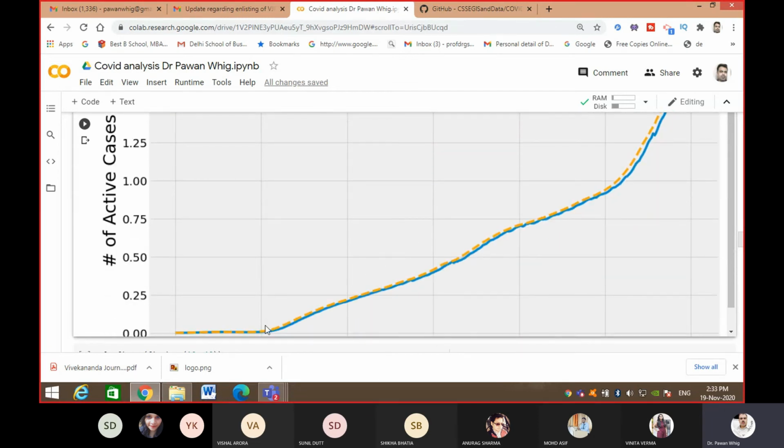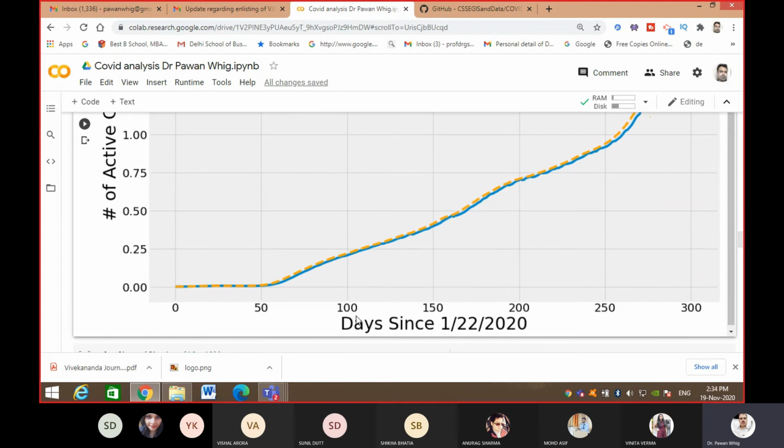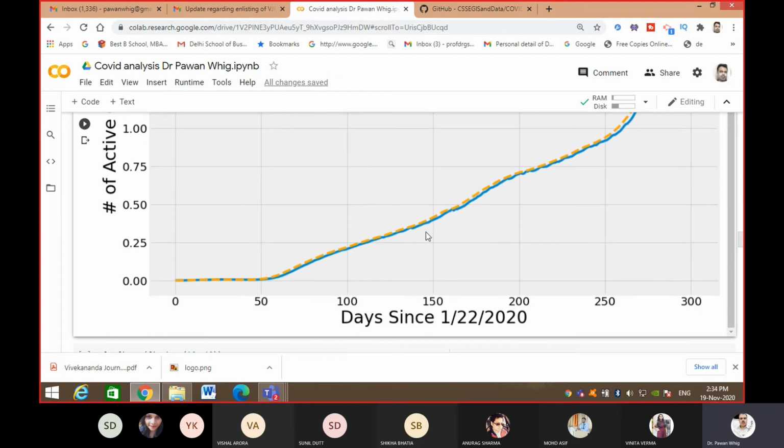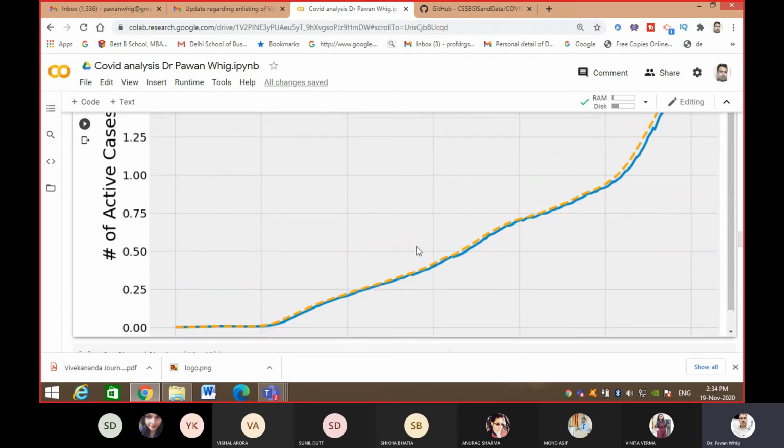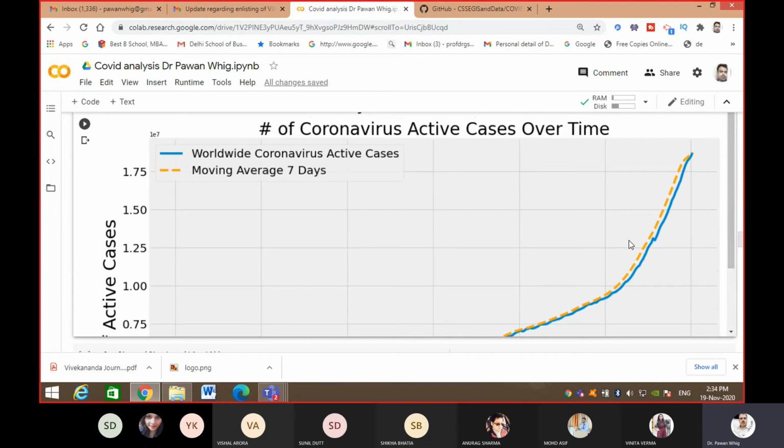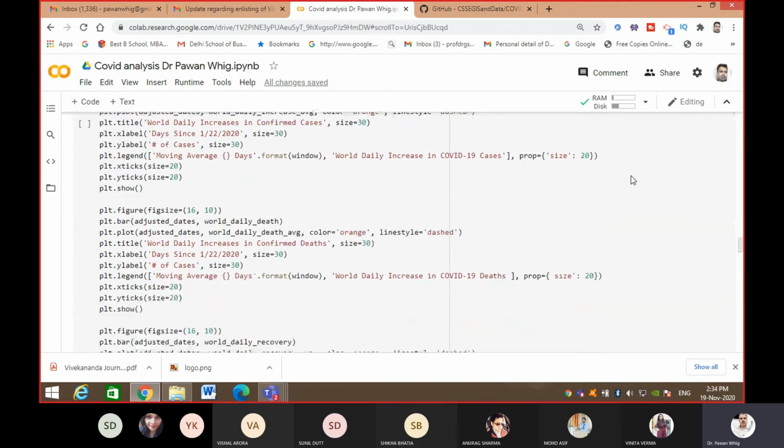So in India or across the world, initially the active cases are not increasing so rapidly. The main reason for that is probably the lockdown. But as the lockdown released, you see how exponentially the active cases over the world increased. So this is one thing.